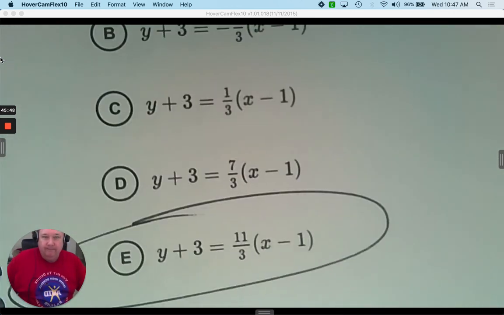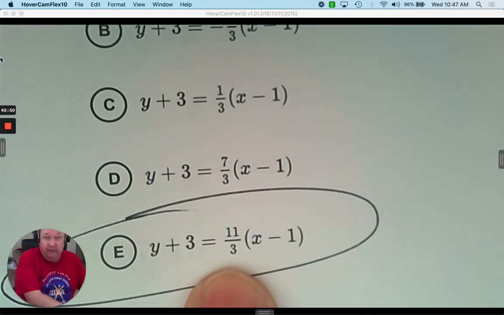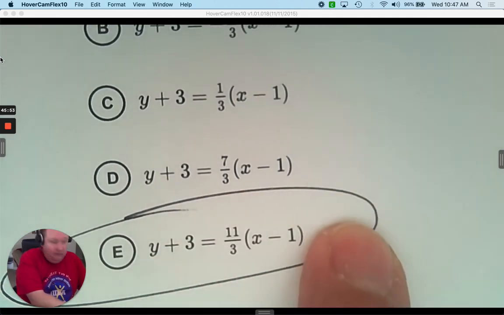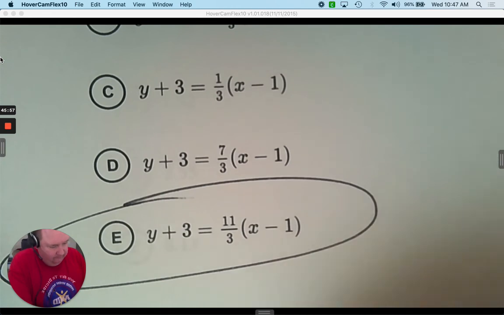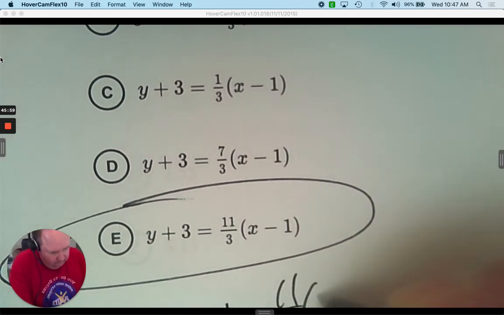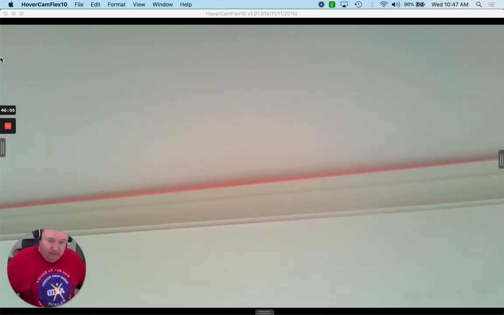And there's the one. That's the only one that even has a slope of 11 over 3. If I subtracted 3, then it would match exactly in terms of our HK form. Perfect, right? And that's it. I just did it. That's unit number 3.